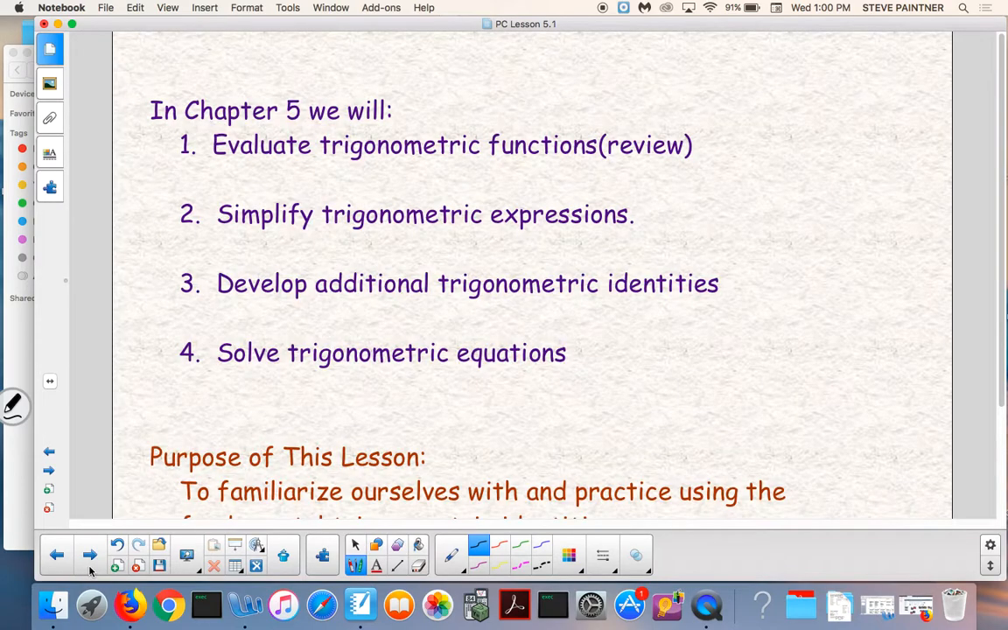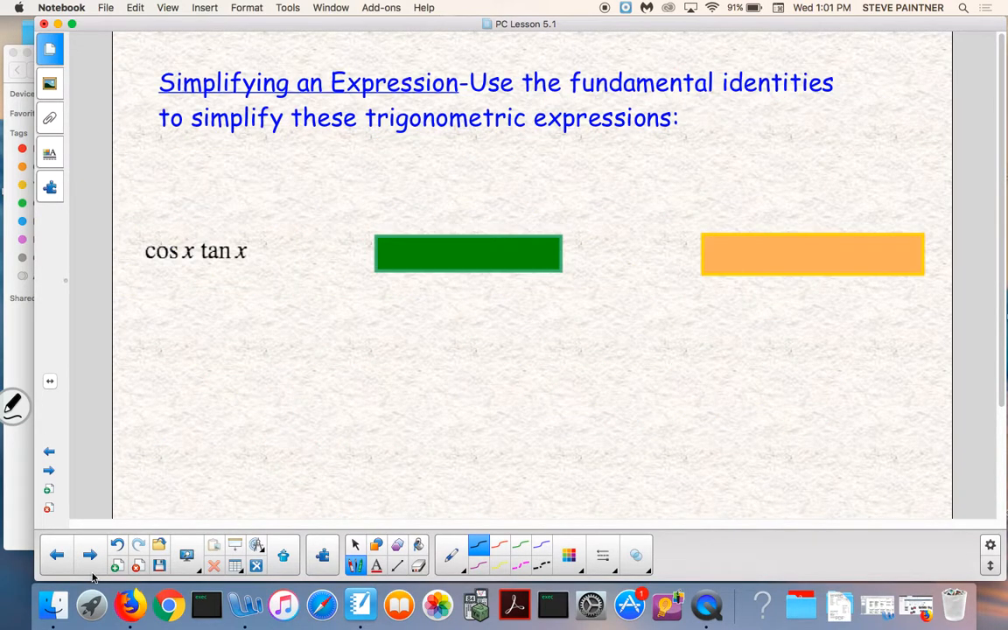This is a full period, don't worry. Okay, here we go. This is our first one. Simplify this expression. Use the fundamental identities to simplify these trig expressions. Okay, so here's the deal. You get words and you're supposed to simplify them. Well, it's like saying this is cosine of an angle, and you're multiplying it by what? Tangent of an angle. Well, it's easy if it's 3 times 4. I know the answer is 12. But what's cosine times tangent?